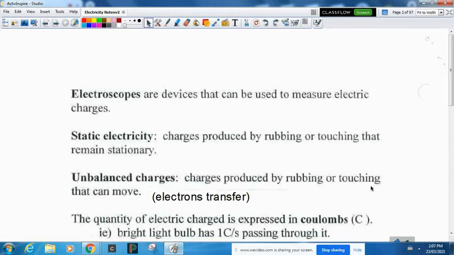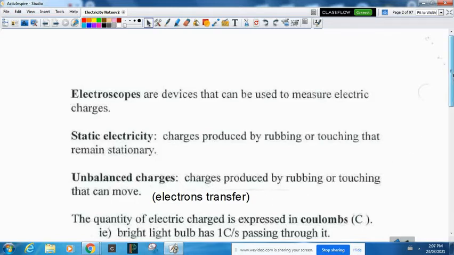An unbalanced charge is a better way to describe static electricity because, yeah, static electricity builds up and builds up, but eventually it discharges. And static means never changing. So that's not a great way to describe it. But unbalanced charge, a charge produced by rubbing or touching and transferring electrons, those can go back into balance by moving electrons around. And so that is a better way to describe it.